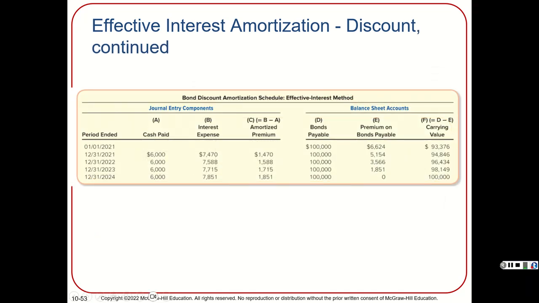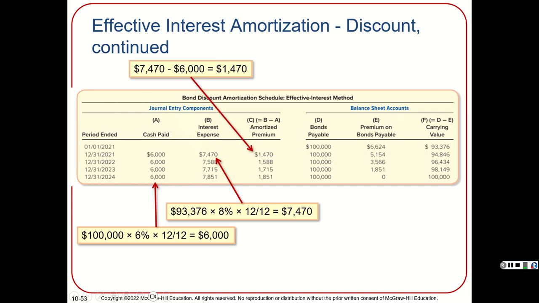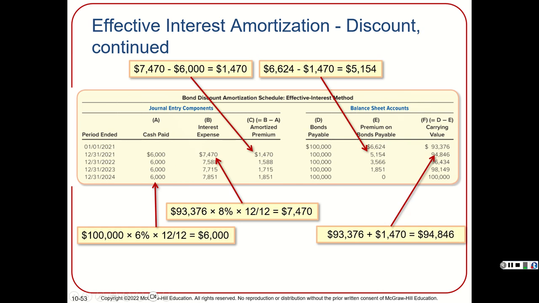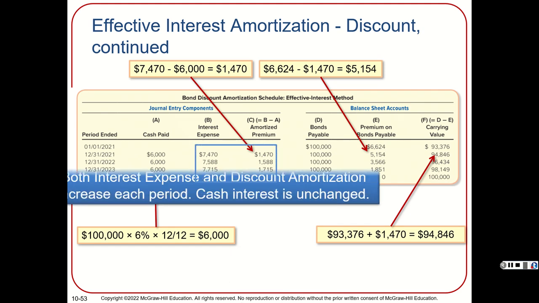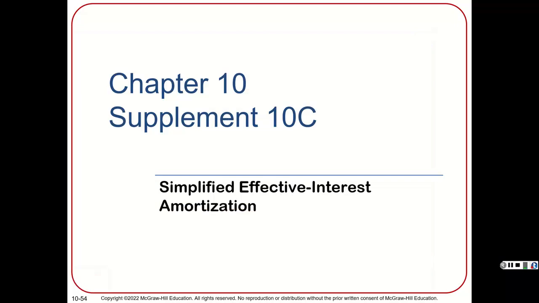Again, you have your 6,000 each accounting cycle. Your expense increases every year, so it's different every year, it just depends on the market rate. All right, same thing. The bonds payable equals the carrying value after all of the discount has been amortized. Both interest expense and discount amortization increase each period, and the cash interest is unchanged.